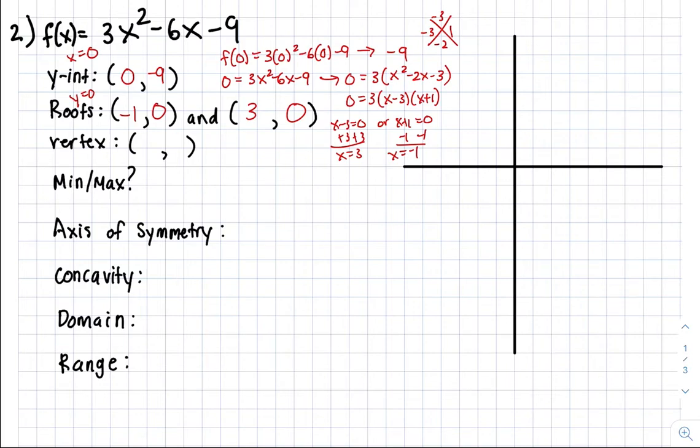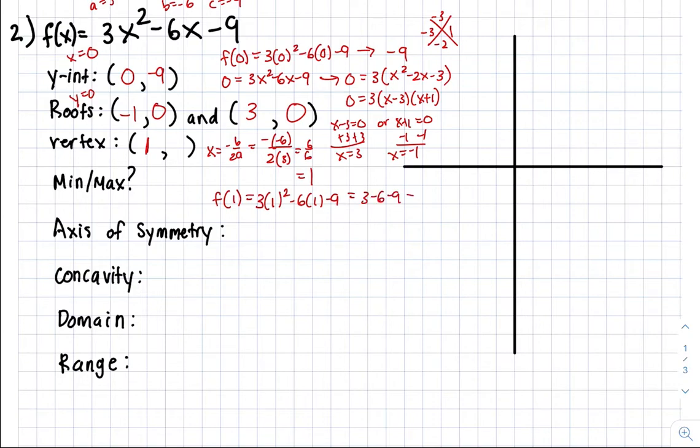Okay, vertex. Remember, the vertex is x is equal to negative b over 2a. So here's my a, here's my b, and here's my c. So negative of b is negative of negative 6, over 2 times a, which is 3. So we're going to get 6 over 6, which is 1. So we're going to get a 1 for the vertex. Now, remember, we substitute 1 into the original in order to find the y value of the vertex. So we get 3 times 1 squared minus 6 times 1 minus 9. So we're going to get 3 minus 6 minus 9, which is negative 12. So 1 comma negative 12.